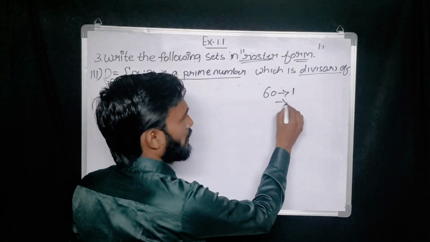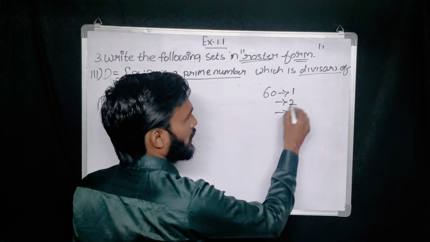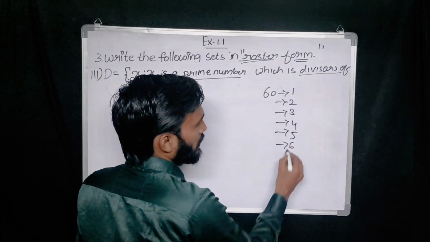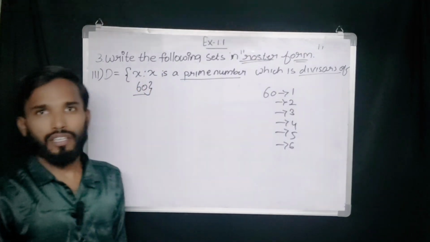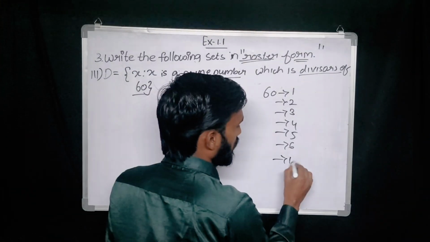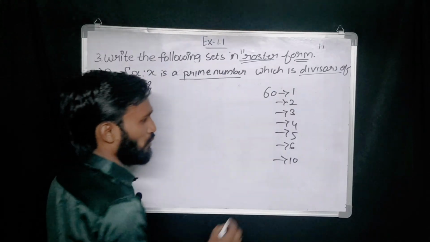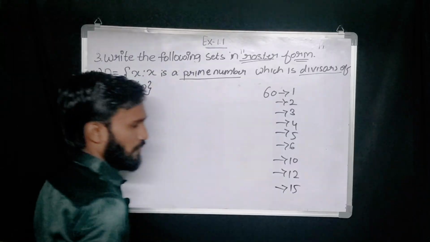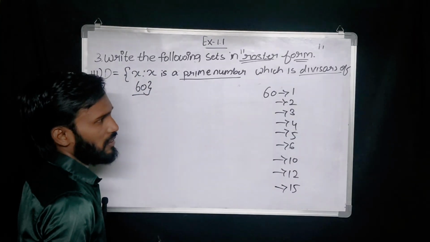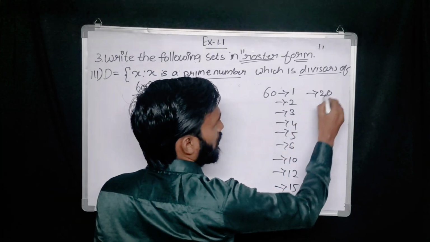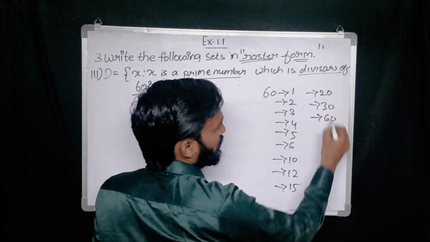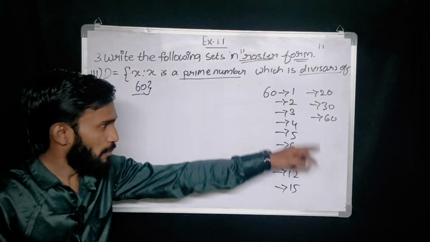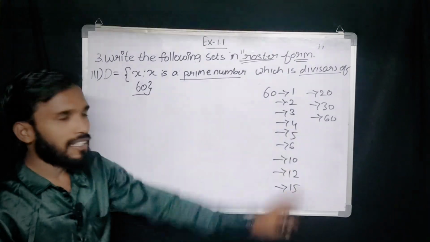1 is a factor, 2 is a factor, 3 is a factor, 4 is a factor, 5 is a factor, 6 is a factor, next 10 is a factor, no 11, 12 is a factor, 15 is a factor, 16, 17, no, 20 and 30 and 60. So these are the divisors of 60. When you divide 60 by these numbers, you get remainder 0, so these are the divisors.